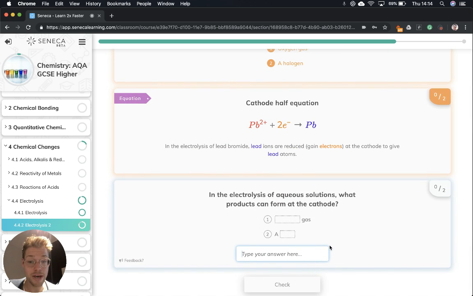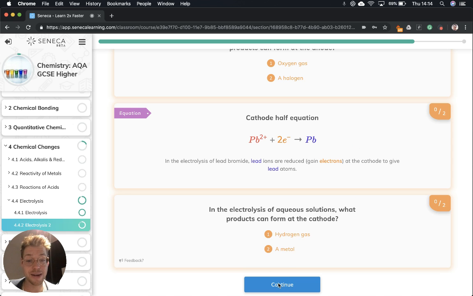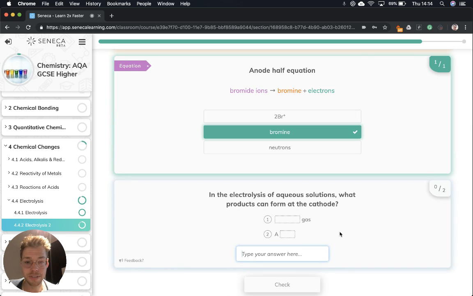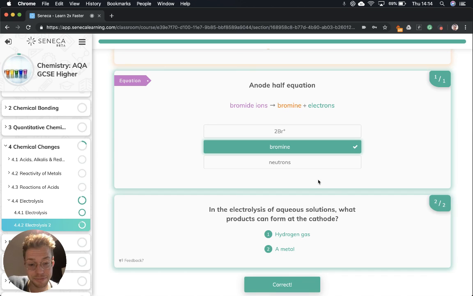Do we remember which products form at the cathode? Remember, it's hydrogen gas and a metal. Amazing. And if we have bromide ions, they're going to form bromine plus electrons. And one more time, just to make sure it really sticks, what are the two products that can form at the cathode? It's hydrogen gas and a metal.